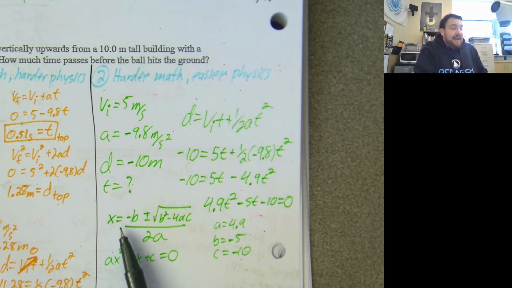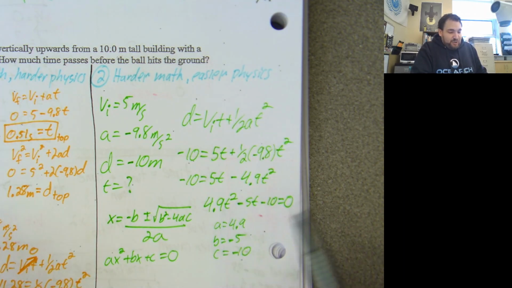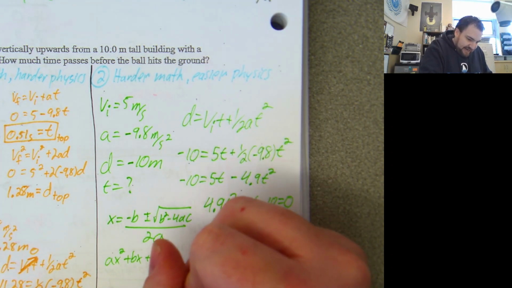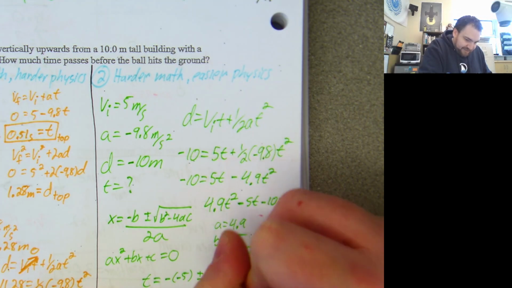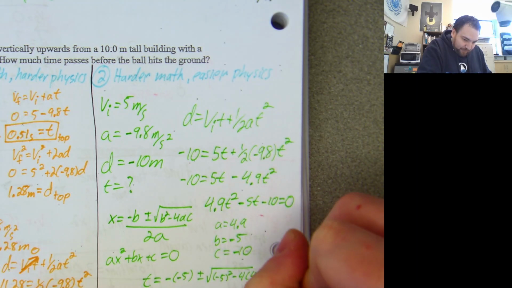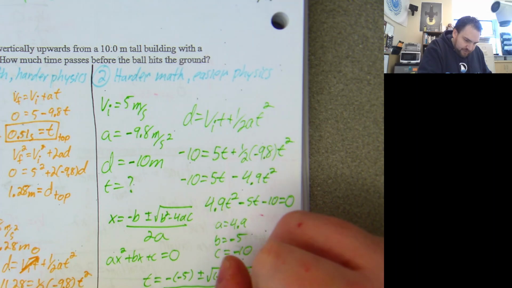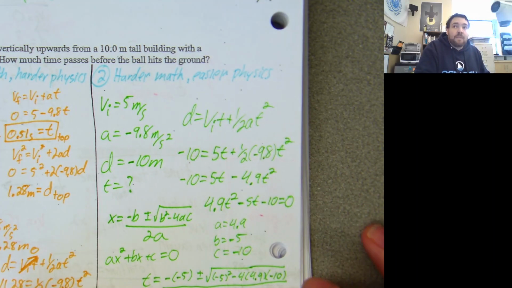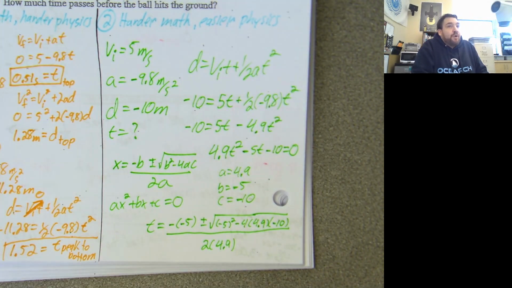And now you're not looking for x, because x isn't the variable that's being quadratic here, for lack of a better word. The variable is t. So what you're going to find is that t is going to be equal to the negative of negative 5 plus or minus the square root of negative 5 squared minus 4 times 4.9 times negative 10, all over 2 times 4.9.